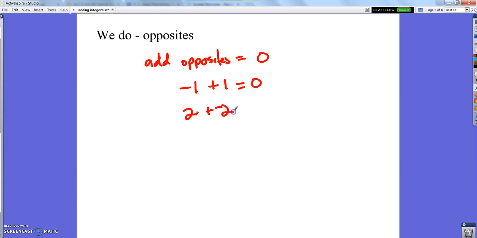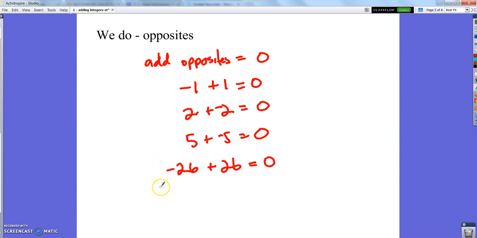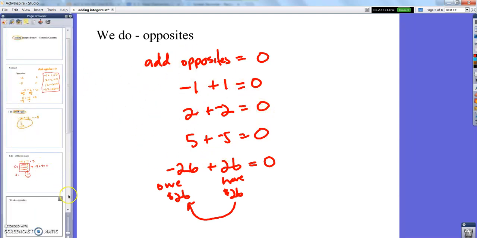2 plus negative 2 is 0. 5 plus negative 5 is 0. Negative 26 plus 26 is 0. I just want you to remember that. This is like you owe $26, and this is like you have $26, and if you owe the same amount that you have, you got to give the 26 you have to the person that you owe, which means you have 0. So if you remember that you can always add up opposites and get 0, adding integers is pretty easy.